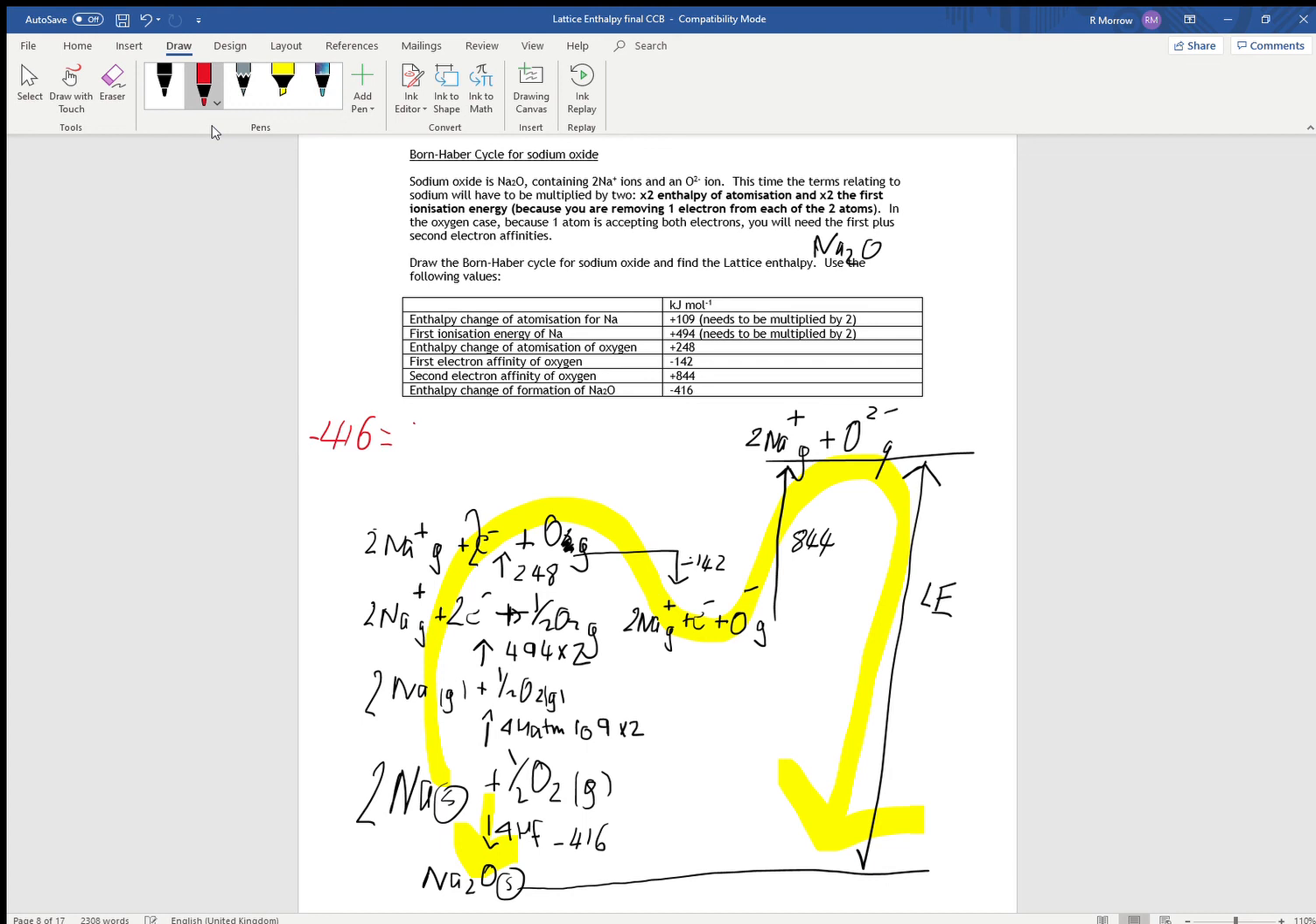Let me try and, so multiply my 109 by 2 is 218. I multiply my 494 by 2, so that is, here we go, 988. Testing the mental arithmetic. Okay, we have 248 for the next energy change. We don't have to multiply or divide that. We have minus 142 for the next energy change. Okay, we have 844 for that. And then minus our lattice enthalpy.